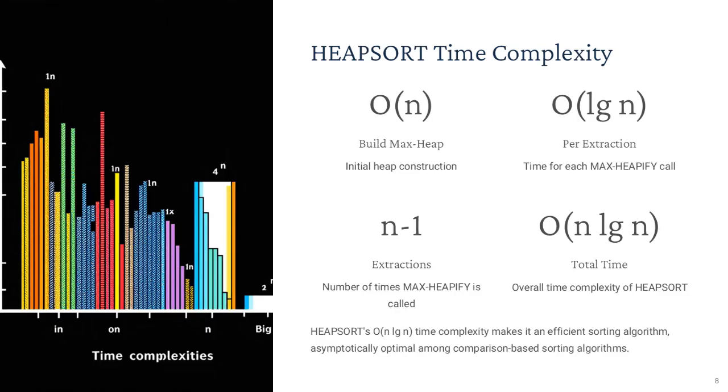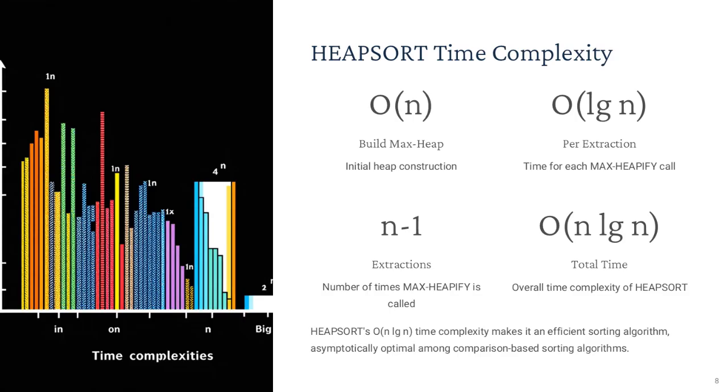The time complexity of heapsort can be broken down into its constituent parts. First, the build max heap operation, which constructs the initial max heap, runs in O(n) time. Then, for each of the n-1 iterations, the largest element is extracted, and max heapify is applied to restore the heap. Each max heapify call operates in O(log n) time. When combined, the total time complexity of heapsort becomes O(n log n).